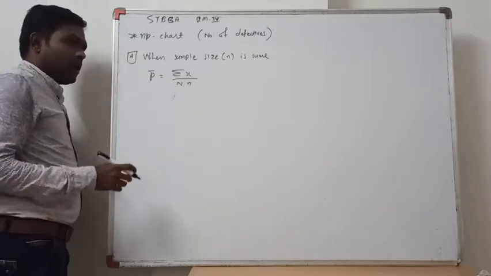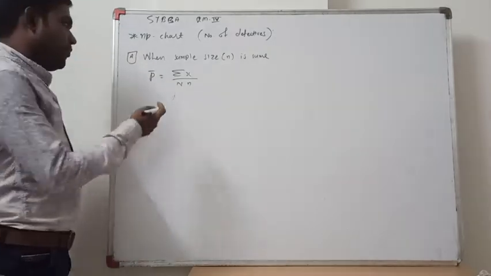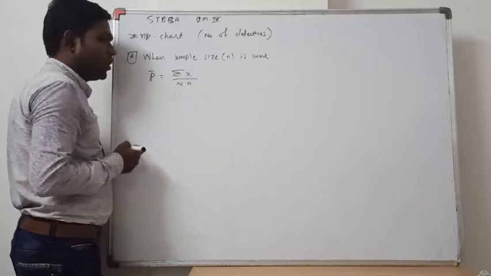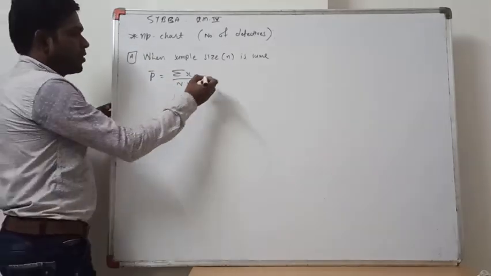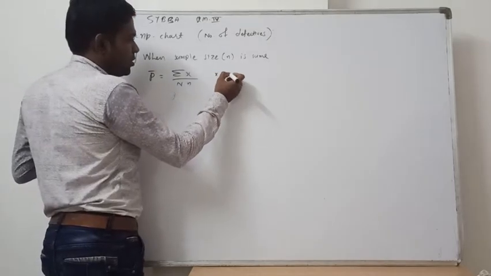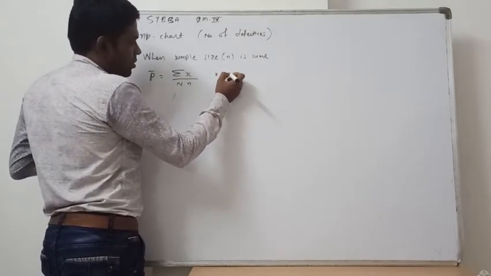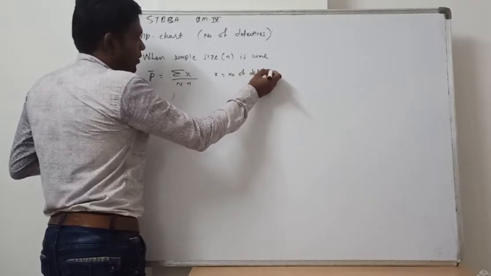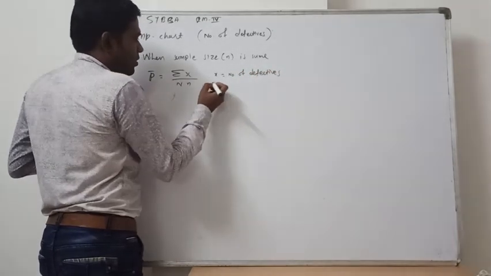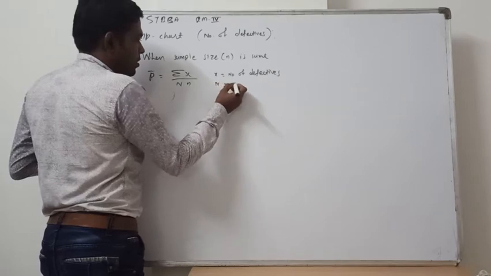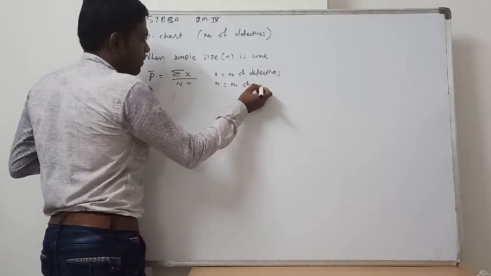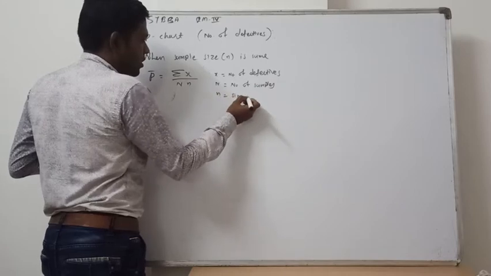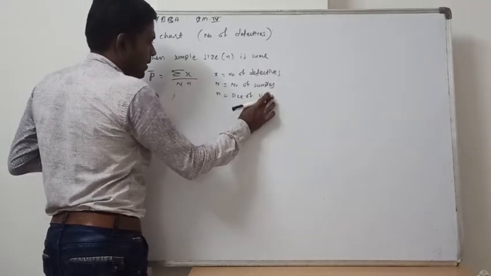Sigma x means number of defectives. We have to make the total of that. Capital N means number of samples and small n means what? Over here x is the number of defectives, then capital N is the number of samples. Small n is the size of the sample.